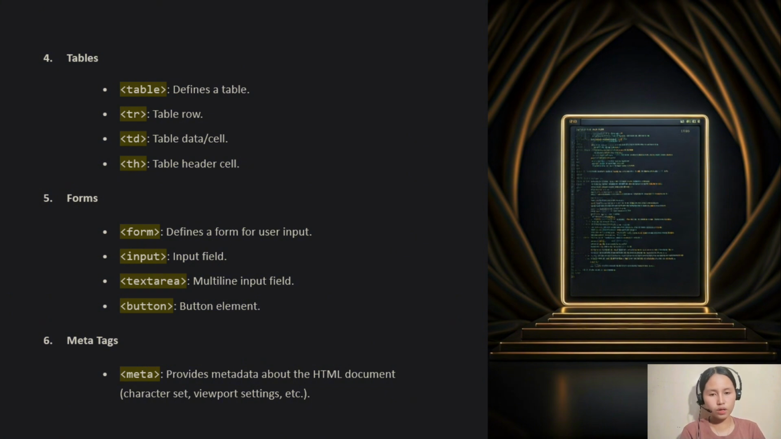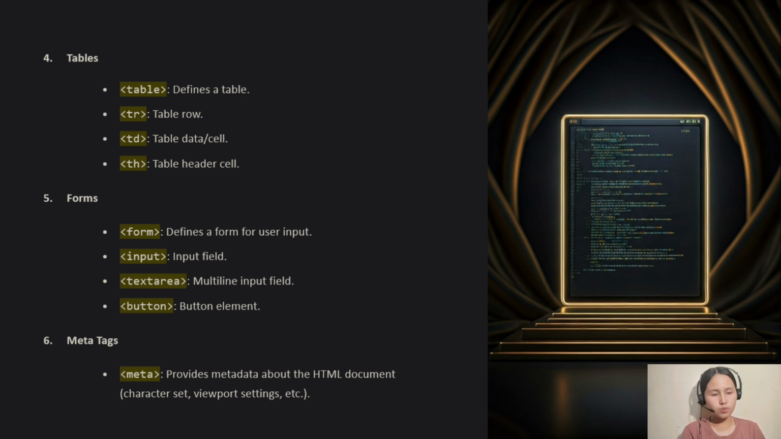Then the fifth one is forms. Form defines a form for user input, input field, textarea, a multi-line input field, and last is the button element. Then lastly, number 6 is meta tags. Meta provides metadata about the HTML document, such as character set, viewport settings, and so on.